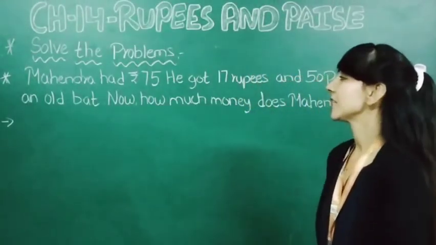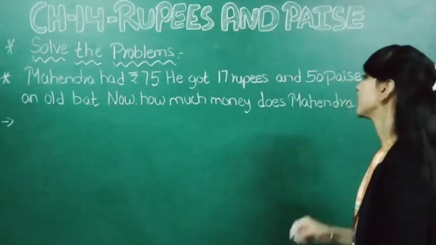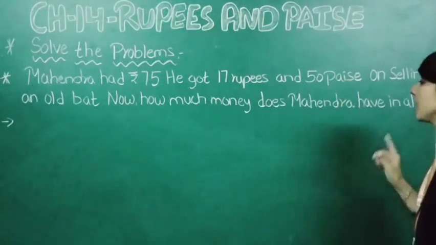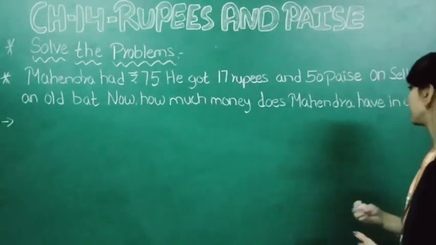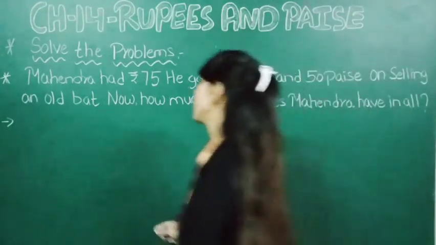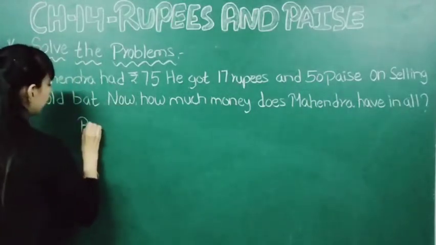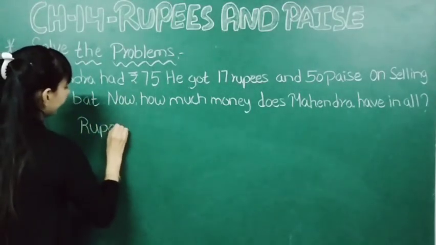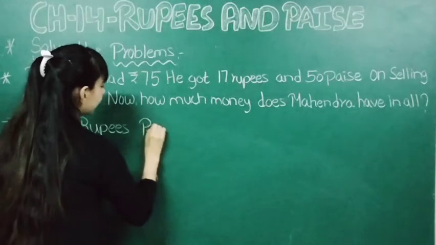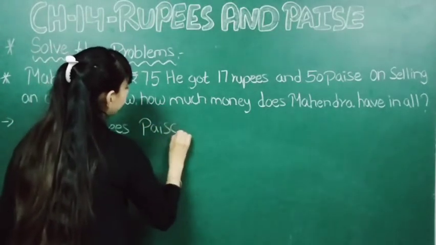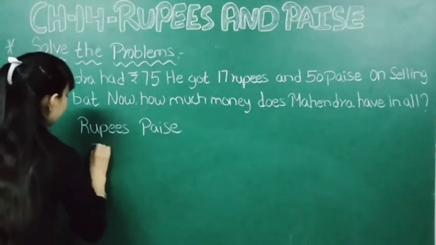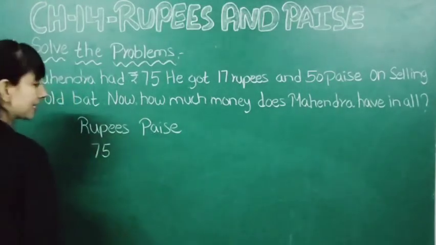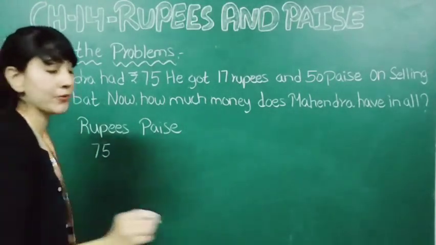Mahendra had 75 rupees. He got 17 rupees and 50 paise on selling an old bag. Now how much money does Mahendra have in all? So first of all, here we will write rupees. Okay. And here we will write paise. Now Mahendra had 75 rupees. So in rupees we will write 75 and in paise we will just place 2 zeros.